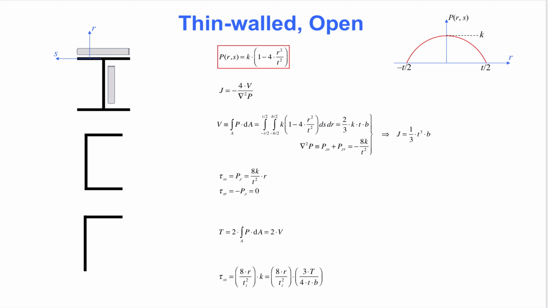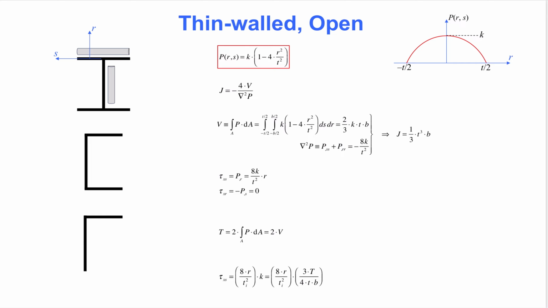cross-section. We first differentiate the stress function according to the definition of the stress function in Saint Venant theory, giving shear stress only along the s-axis running along each cross-section part. We will have a look at this stress distribution on the next slide. Next, we employ the stress resultant equation of Saint Venant torsion theory, which says that the torque is 2 times the volume underneath the stress function.